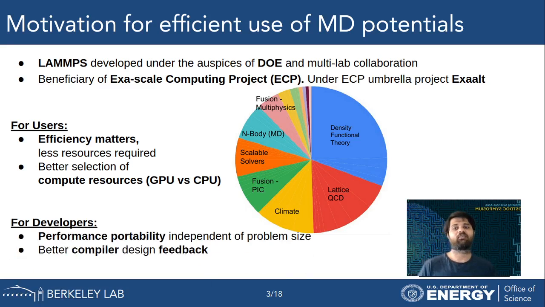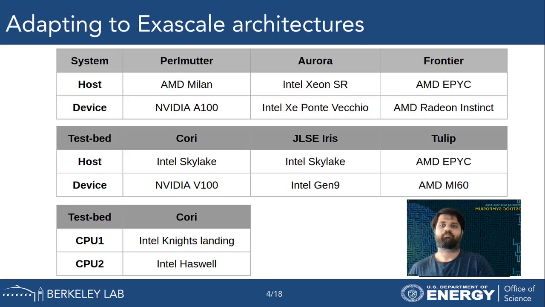And there's also something in it for the developers of the MD potential. With the methods that we'll discuss today, you can show performance portability, which is independent of the problem size and tailored specifically for the architecture you are targeting these applications for. There's also better compiler design feedback based on the methods that we'll learn today. There's a good back and forth between the compiler designers and the MD potential designers, as we'll see in this talk.